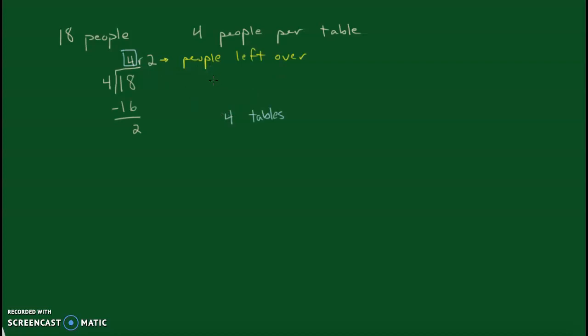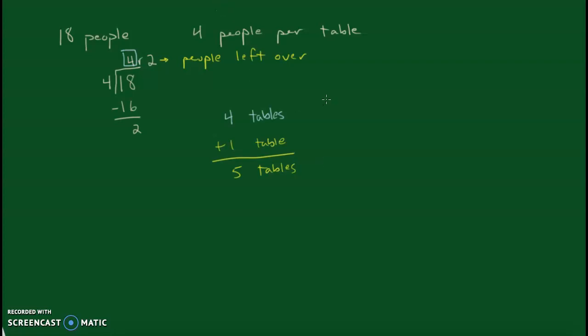So if you're having people over for a party and you wanted everybody to have a place to sit, would you only set up 4 tables in this case? No, because these 2 people wouldn't have a place to sit. So you'd have to add 1 more table. So 4 tables plus 1 table. That's going to give you 5 tables. So the answer for this question, how many tables should they set up? They should set up 5 tables.